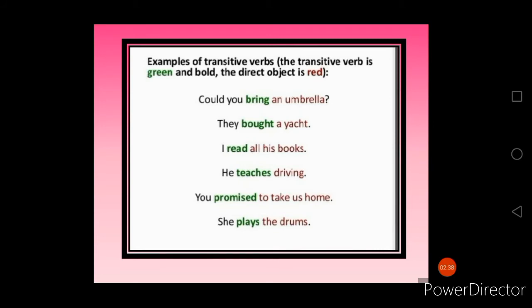Okay, see the next example students. She plays the drums. Okay, what is the verb here? Plays. After this verb, any object present? Yes. What is the direct object present here? Yes students, very good. The drums is the direct object. So object is present in this sentence after the verb. So this verb plays is considered as a transitive verb.